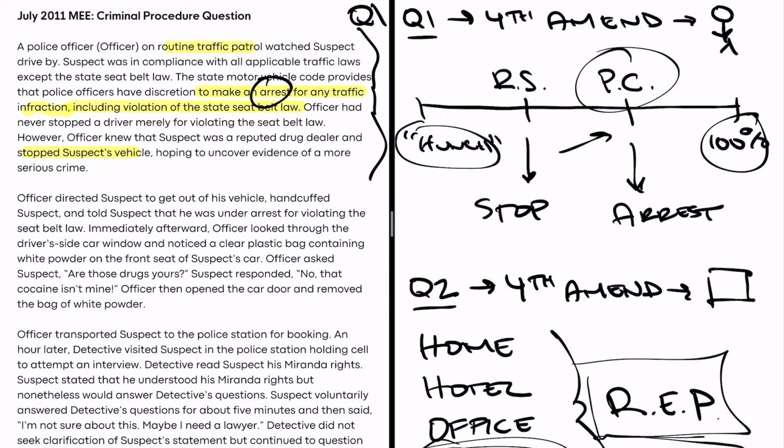What their underlying pretextual motivations are not going to be relevant in the analysis of the Fourth Amendment, whether that suspect's Fourth Amendment has been violated due to an unreasonable government stop or seizure, right? Whatever the officer's motivations are not a part of that analysis.